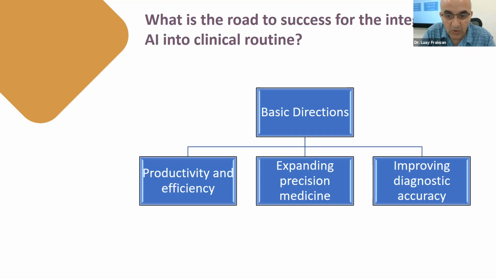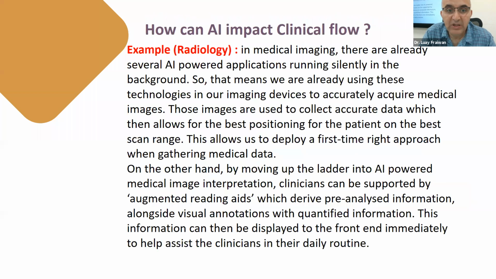Okay, so we need to expand precision medicine, the diagnosis and the treatment, and we also have to improve the diagnostic accuracy. So these are three basic directions that we need to take care of. As an example, this is how a radiology system is. Now, I know Siemens Healthineers, for example, now have an AI system that they don't tell the hospital about, and it's running in the background. So that means they are already using the technology.